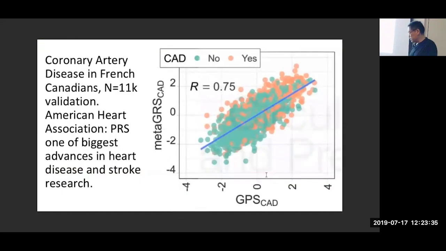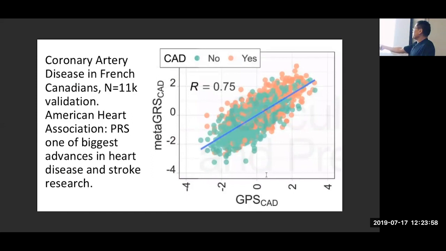Okay, here's another validation. This was just published, I think, in the last month or so. This is a validation of the coronary artery disease predictor. It was done in Quebec. So they have 11,000 people in this sample, all French Canadians. When this came out, there was a little blurb in the press from the American Heart Association: PRS, polygenic risk score, is one of the biggest advances in heart disease and stroke research in recent years.